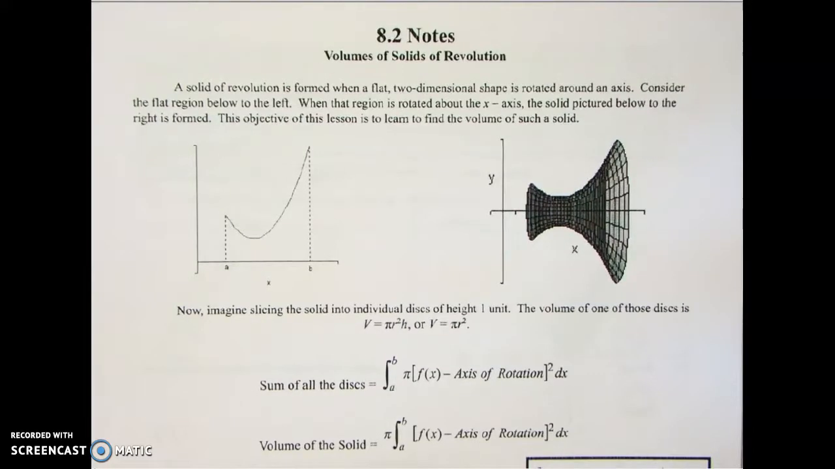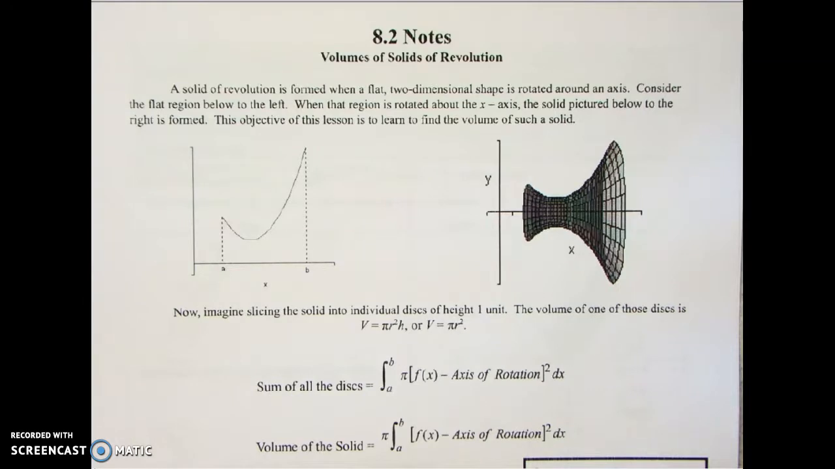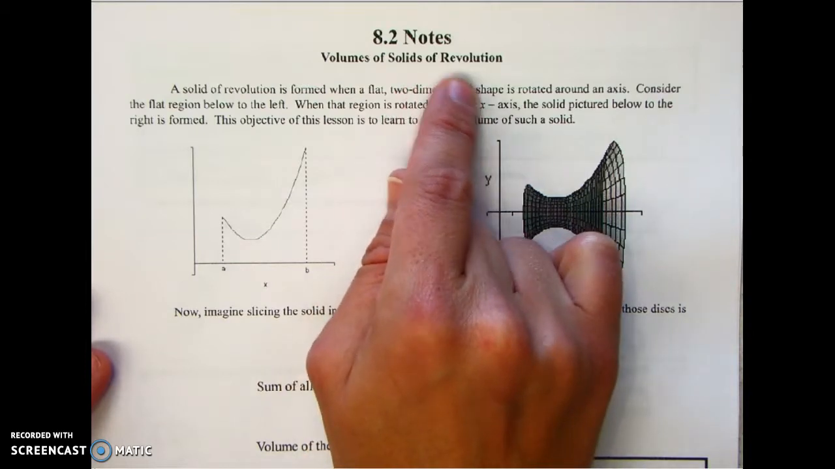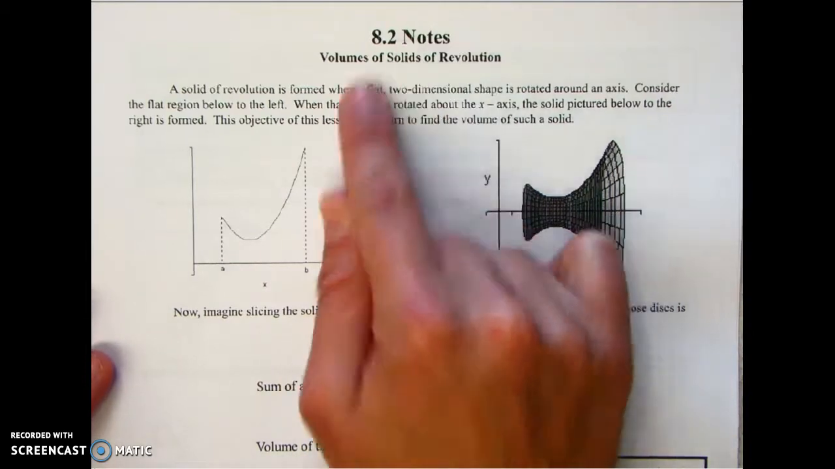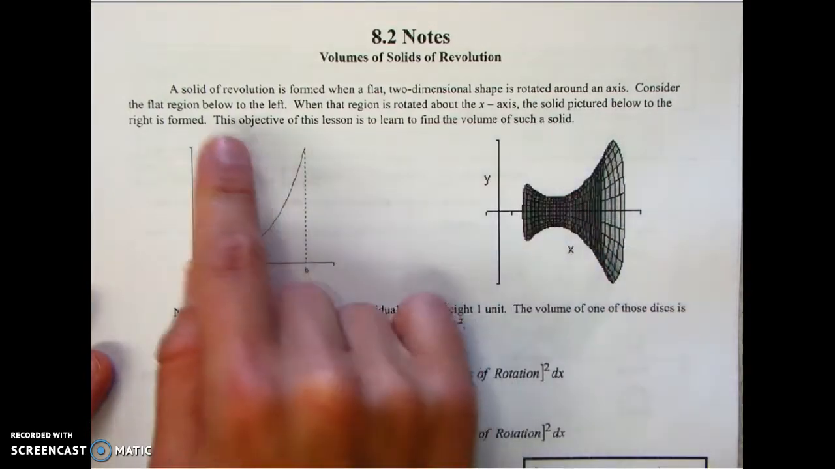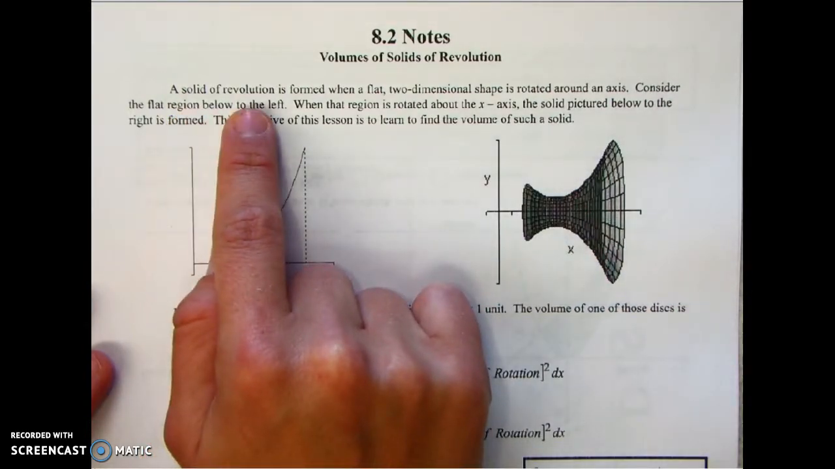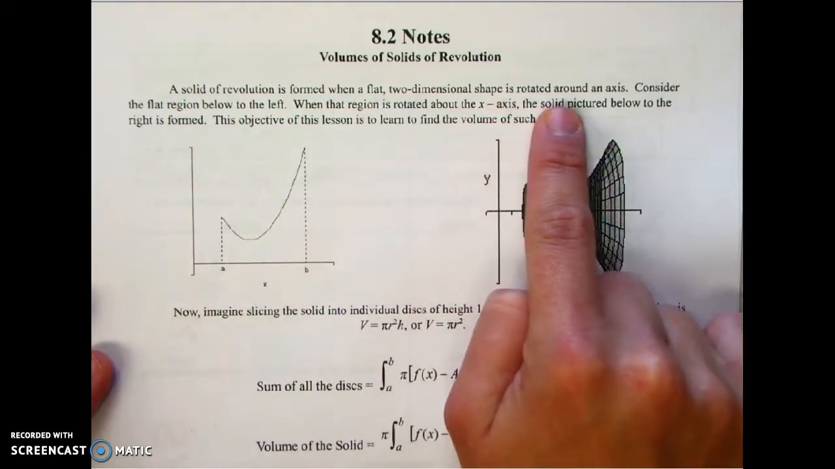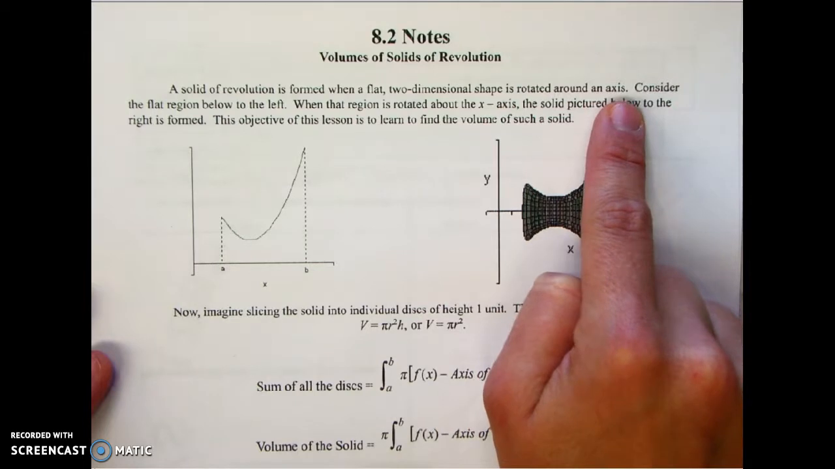All right, we just practiced finding the area under a curve or between two curves, and now we're going to do volumes of solids of revolution. Well, what does revolution mean? Revolution means to spin, to revolve, to rotate. A solid of revolution is formed when a flat two-dimensional shape is rotated around an axis.